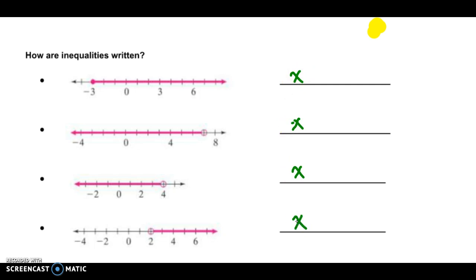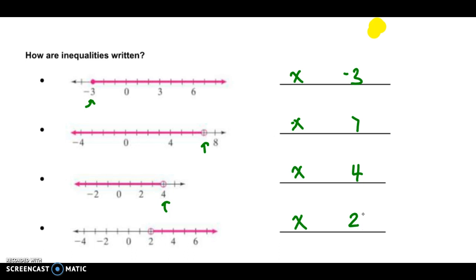I know I need a variable. I also know I need a number, and that number is just whichever number the circle or the dot is on. So in this first one, for example, that dot is planted on the -3, so I know that needs to be my number. In the second one, my circle is on a 7, so I'm going to put that there. My third one, I have it on a 4, and my fourth one, it's on a 2. So then the last step would be to pick the inequality symbol that describes this scenario.